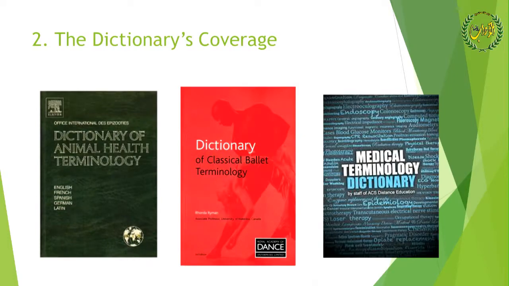A terminology or sublanguage dictionary is a dictionary that has the terminology or the terms that are used in a certain field of knowledge or a certain field of information or discipline. For example, a dictionary of medicine, or a dictionary of a certain art. For example, as we have here, the dictionary of ballet terminology, or the dictionary of animal health. As you can see, it is related to a certain science or field of knowledge.